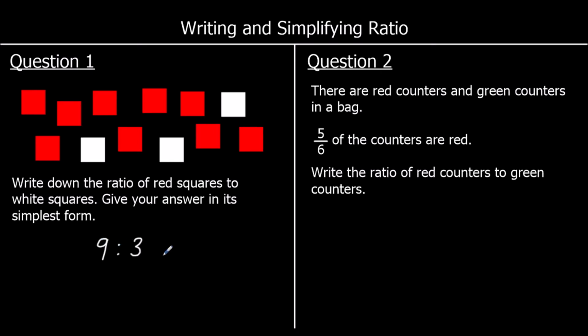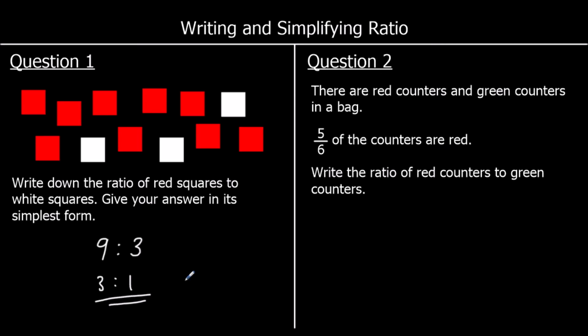And we can simplify this in the same way we'd simplify a fraction. So they're both in the 3 times table. So 9 is 3 threes. 3 is 1 three. So we can say the ratio is 3 to 1. For every 3 red squares, there's 1 white square.